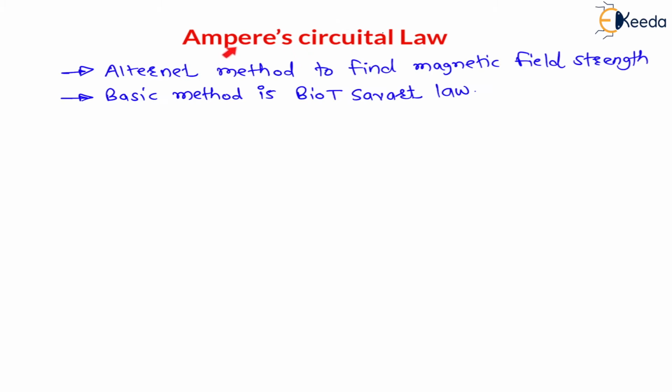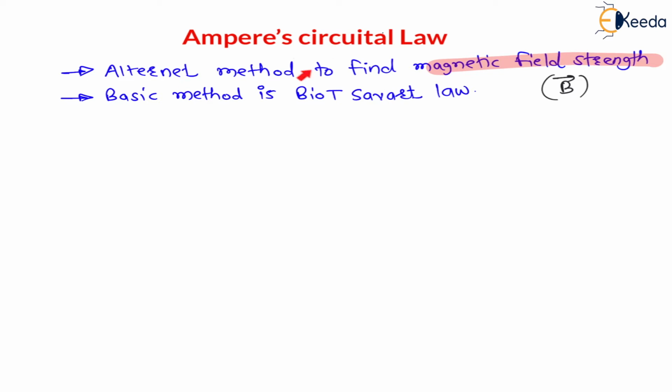Now my dear students, let us understand Ampere's Circuital Law. This Ampere's Circuital Law is an alternate method to find magnetic field strength. Here the target is to find magnetic field strength, that is B. Magnetic field strength means B. This is a magnetic field, right? And the strength of the magnetic field is calculated with the help of this Ampere's Circuital Law.